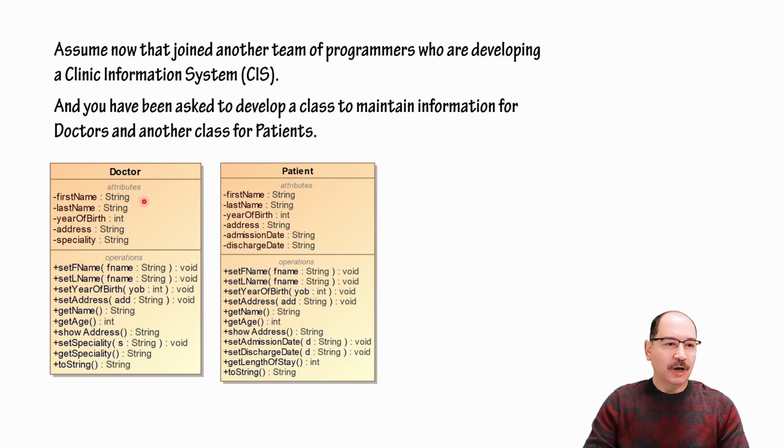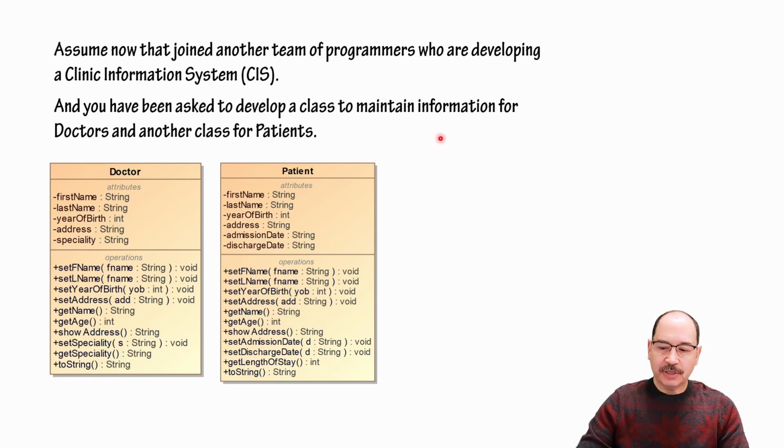Notice that when you develop these two classes, you have some duplication of the code. The first four fields in the doctor class are the same as the first four fields of the patient class. Also, you see that all the set methods are the same for these two classes, and you have some methods here specific for the doctor class and another method here specific for the patient class, like set admission or set discharge date.